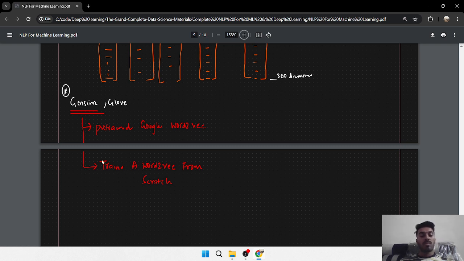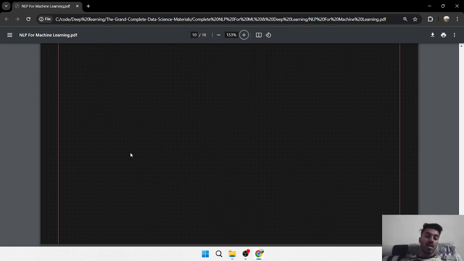You can train your own Word2Vec model from scratch, and if you train it, you will get good accuracy. If you apply the Google Word2Vec, maybe you will not get good accuracy. We have to train our own Word2Vec model so that we can get good accuracy. All of these pretrained models are available inside the Keras library. So we will wind up this lecture.